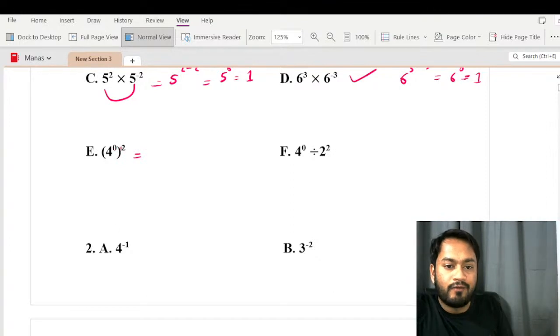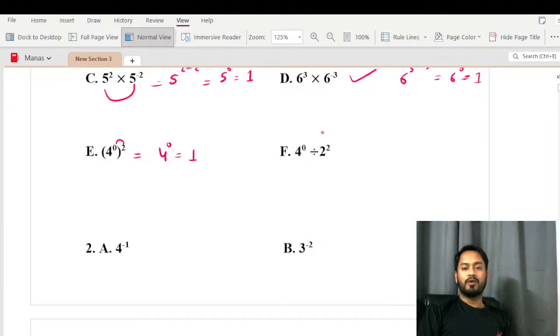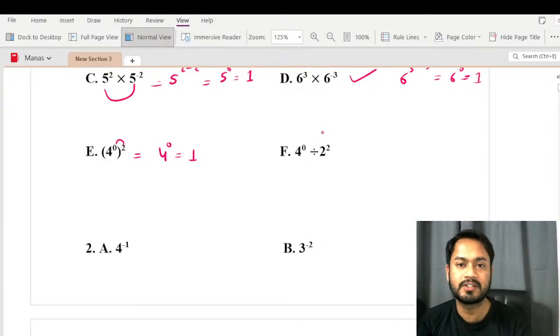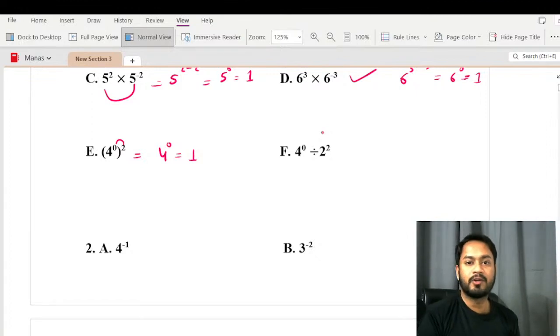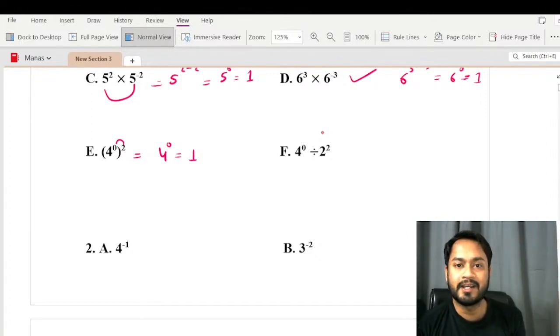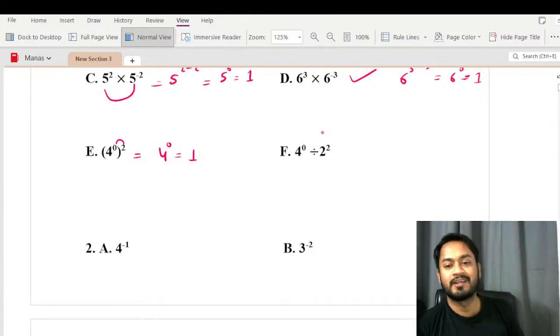So now 4 to the power 0 into 2. So now 2 into 0. 0 into 2 is 0. So 4 raised to power 0. 4 raised to power 0 is 1. Very simple. So I hope you are understanding this concept. This is generally very important in the exams. I hope you are able to get the idea like how to solve the indices. So it will be helpful in your exams.